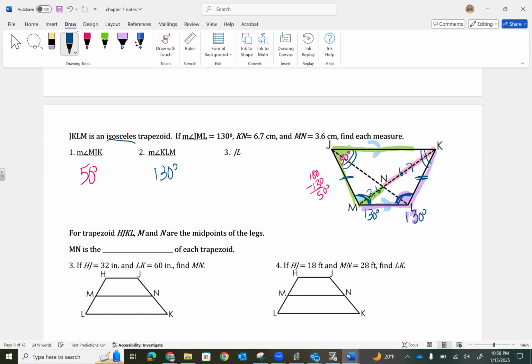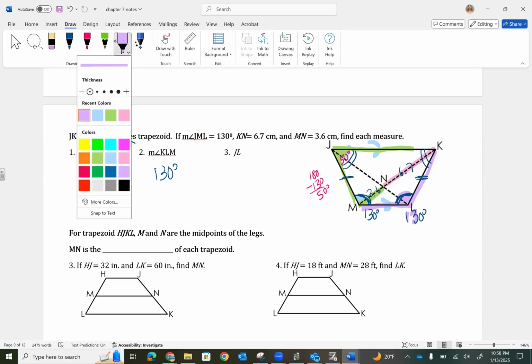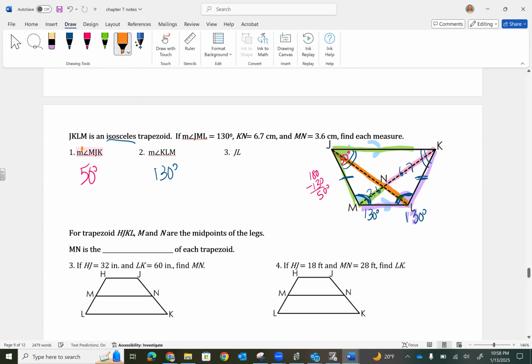And then JL. J to L is all the way from here over here. Well, in an isosceles trapezoid, the diagonals will be congruent. So this diagonal here is the sum of 3.6 and 6.7. So if you take 3.6 and 6.7.